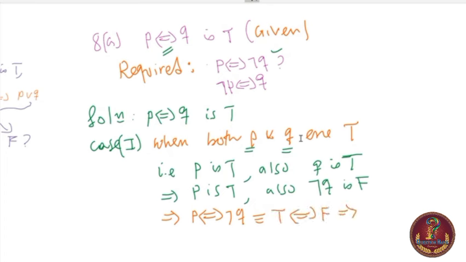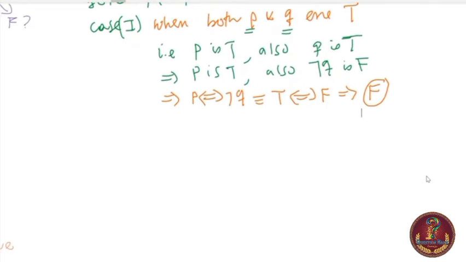So this is actually false by the rule of biimplication. Biimplication will be false when we have two different truth values. That means the first is true. Okay, true biimplies false is false. So case 1 is over. That means the truth value of P biimplies negation of Q is false.